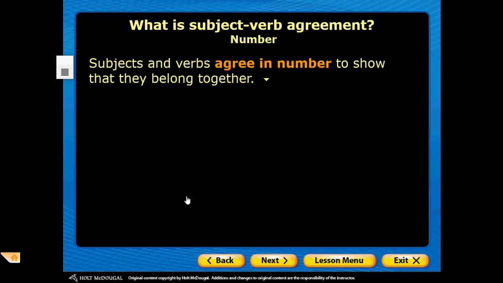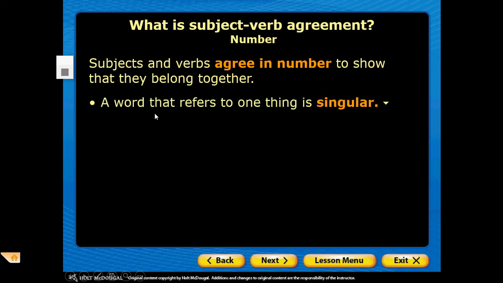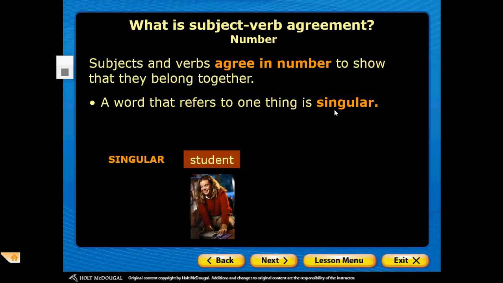All right, so subjects and verbs agree in number to show that they belong together. A word that refers to one thing is singular. Can you elaborate more, Mr. Anthony, what does singular mean? If the subject and verb is singular, then it's talking about only one person or one thing, rather than, say, two or plural things. I understand. Thank you. All right, so singular, like a student.